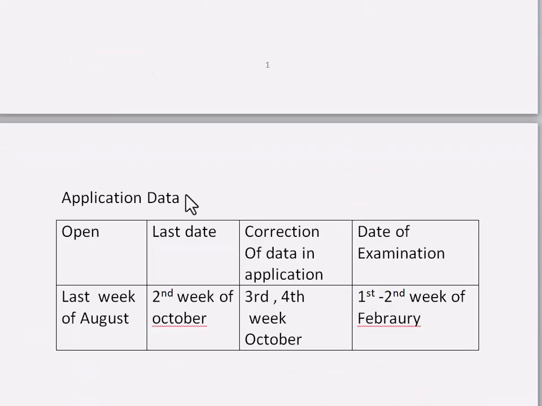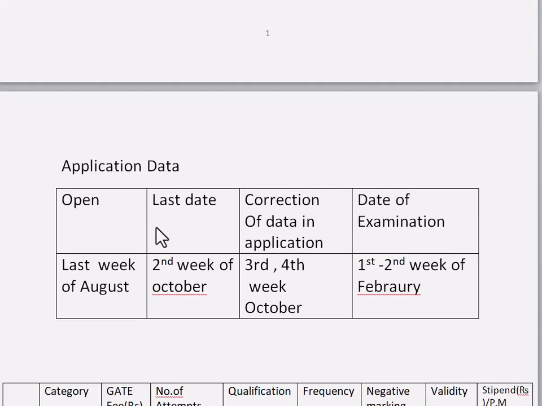In general, the notification of the application GATE examination will be like this. So notification comes normally in the last week of August, and whereas last date to receive the application is second week of October, and similarly correction of data in the application will be given from third week to fourth week of October. Then date of examination normally in the first week to second week of the February, that is next year.